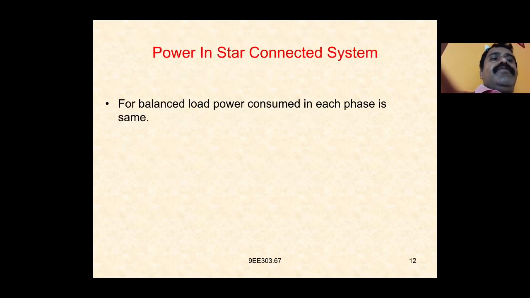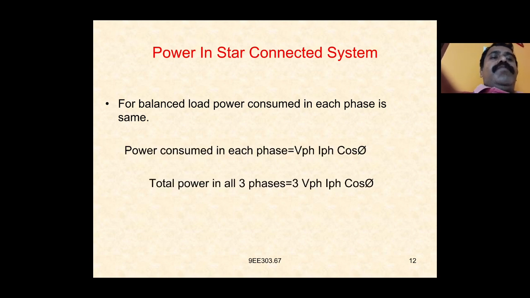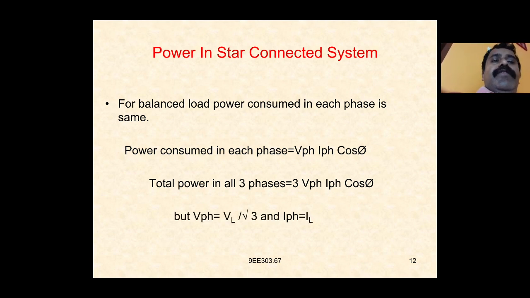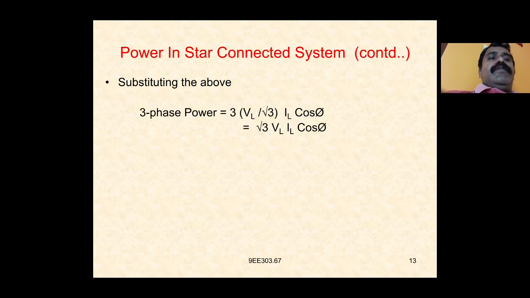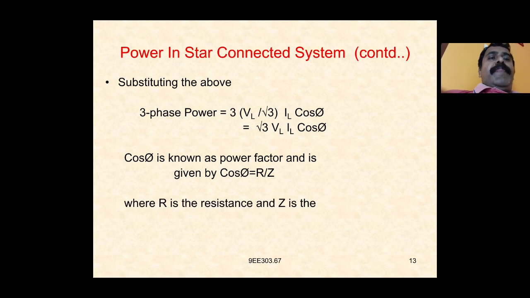For balanced load, power consumed in each phase is the same, that is V phase I phase cos phi. Total power in all the three phases is 3 V phase I phase cos phi. But V phase is equal to VL by root 3 and I phase is equal to IL here. Substituting the above, three phase power is equal to 3 into VL by root 3 into IL cos phi, that is root 3 VL IL cos phi. Cos phi is known as the power factor and is given by cos phi is equal to R by Z, where R is the resistance and Z is the impedance of the winding.